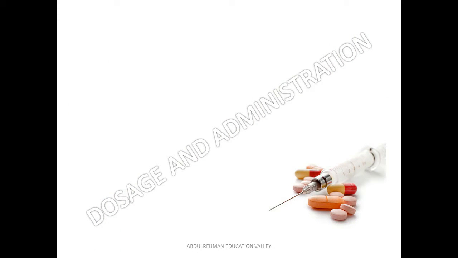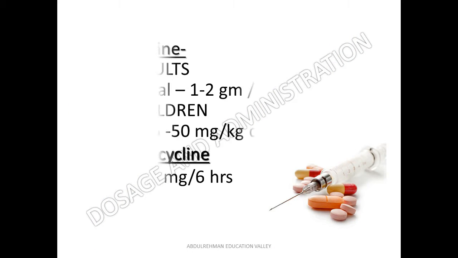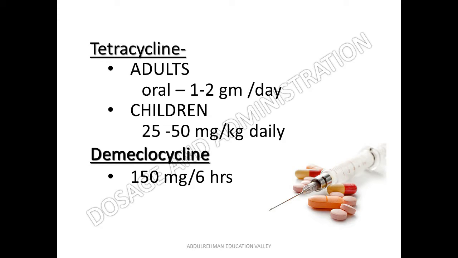A wide variety of tetracyclines are available for oral, parenteral, and topical administration. Tetracycline for oral use is 1 to 2 grams per day in adults, and in children 25 to 50 milligrams per kg daily in 2 to 4 doses. Demeclocycline 150 milligrams every 6 hours is used rarely as an antimicrobial agent because it causes photosensitivity reactions and nephrogenic diabetes insipidus.